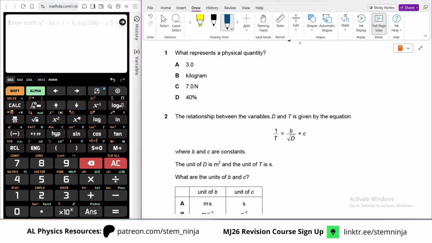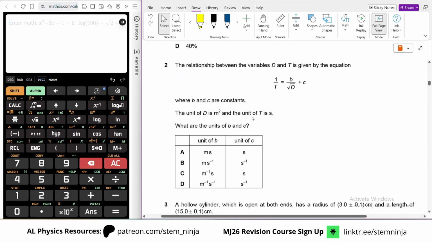Question number 1. What represents a physical quantity? So a physical quantity requires a magnitude and a unit. This is the basic requirement for a physical quantity. So it is not the no unit, no magnitude option. This is the correct one, magnitude and a unit. So C would be the right answer.